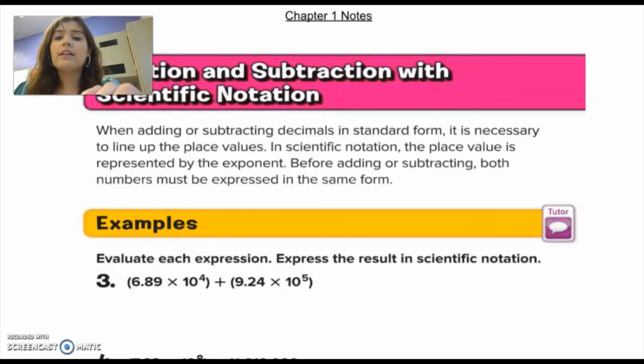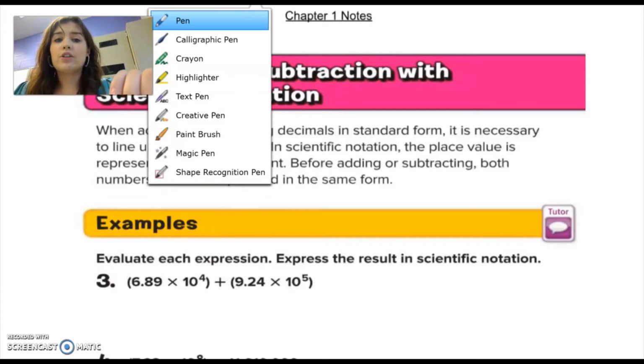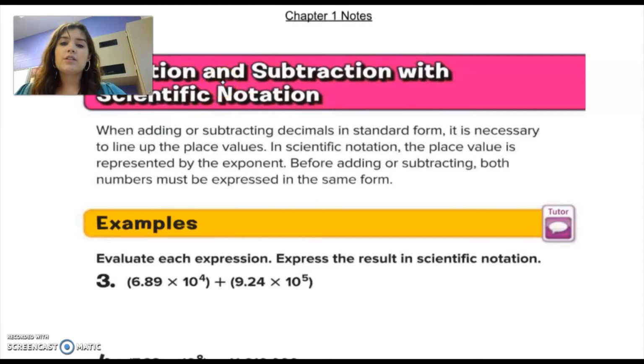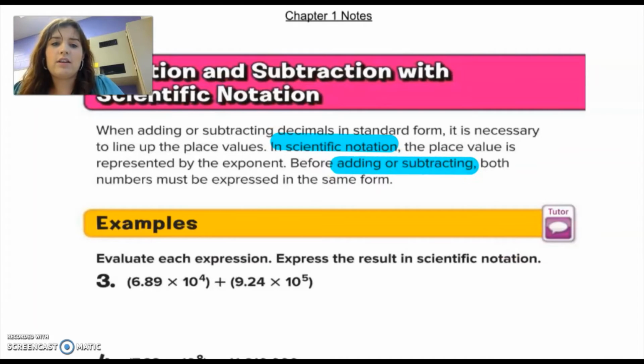Now we are adding and subtracting scientific notation. So our book tells us when adding or subtracting decimals in standard form, it is necessary to line up the place values. In scientific notation, the place value is represented by the exponent. Before adding or subtracting, both numbers must be expressed in the same form. So that tells us that in scientific notation, when we add and subtract, our exponents must be the same.